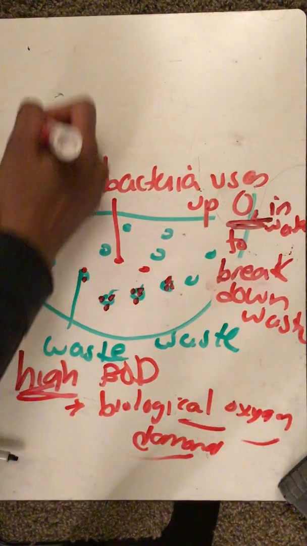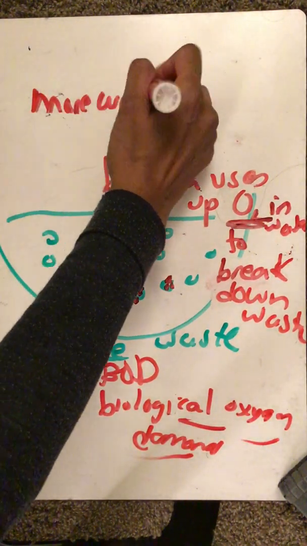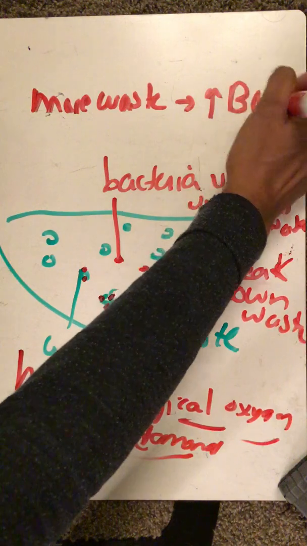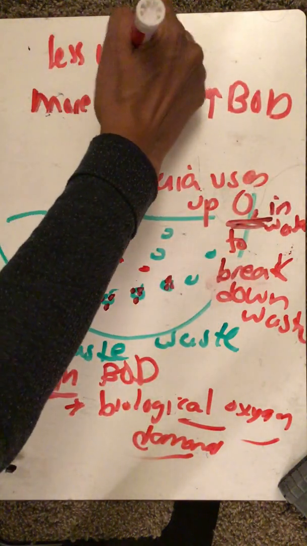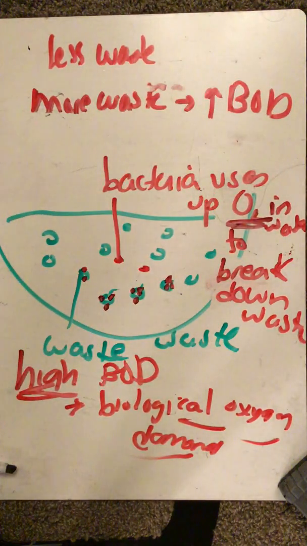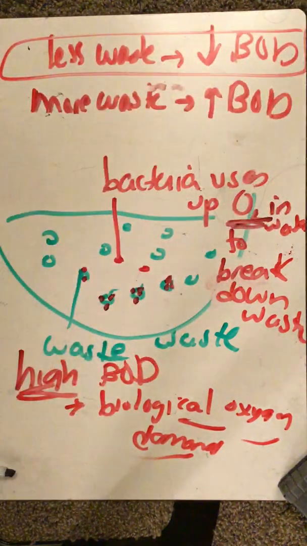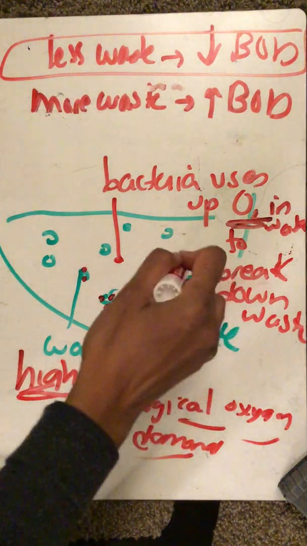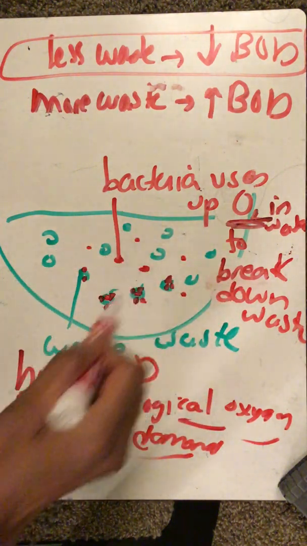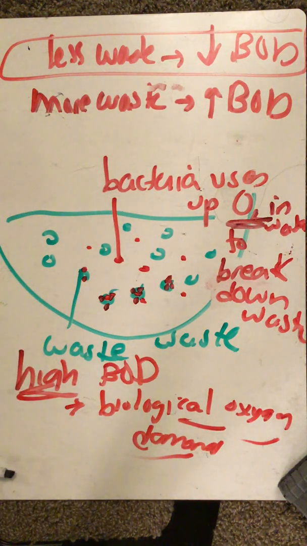So the more waste you have, the higher the BOD. And the less waste you have, well, the less bacteria are using up all the oxygen, the decrease in the BOD. You want lower BOD. Lower BOD means that there's less waste. And because there's less waste, there's less bacteria that are eating up the waste, and because there's less bacteria eating up the waste, there ends up being more oxygen, right?